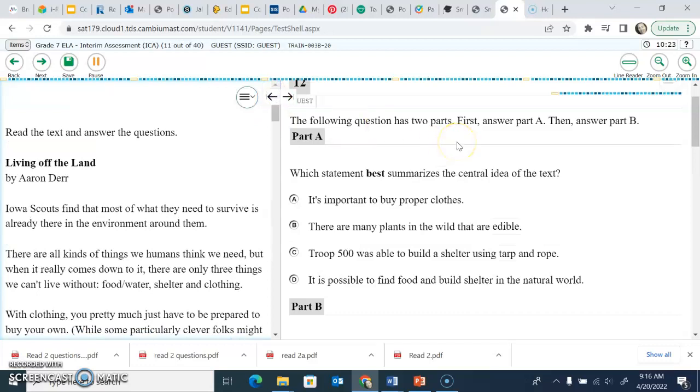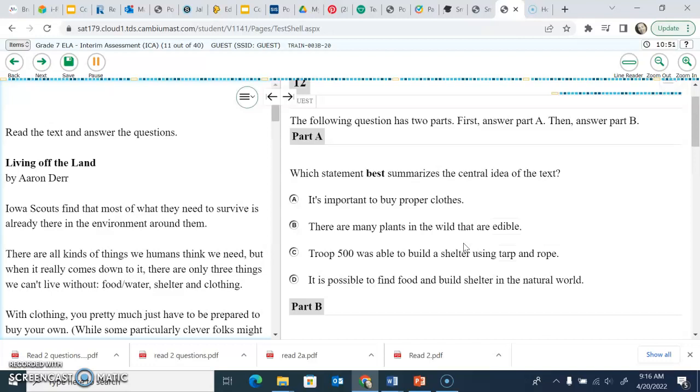So that allowed me to eliminate A, because I know that while clothing is in there, it's not in the entire text, so it can't be the central idea. And I know that it is also not C, because while shelter was part of this text, it wasn't something that ran throughout the entire text. And to be central idea, it should be everywhere. So I've now eliminated my choices to B and D.